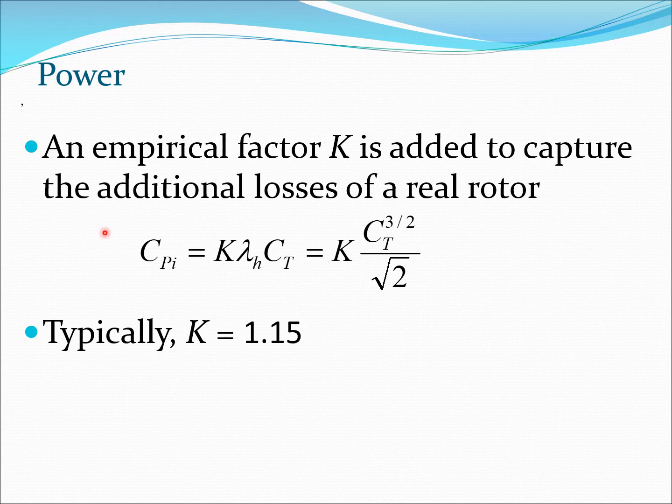So to do that, we multiply CPI by this number k. And this k is an empirical factor which is obtained from experimental data by fitting the curve. So when people started getting some experimental results, they would see that there is a constant factor by which the CPI differs from what is predicted by momentum theory. And then they concluded through various graphs and experiments that the k value is about 1.15, that is about a 15% excess power is required because of the presence of the losses.